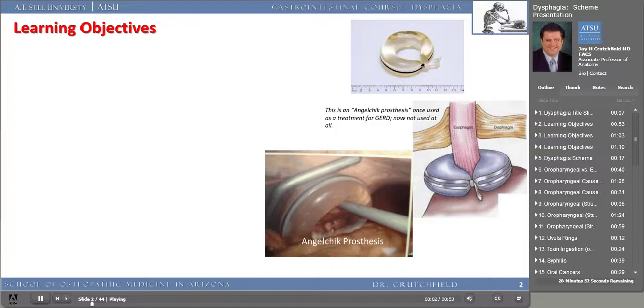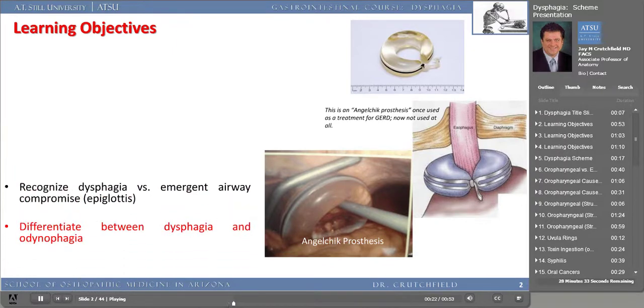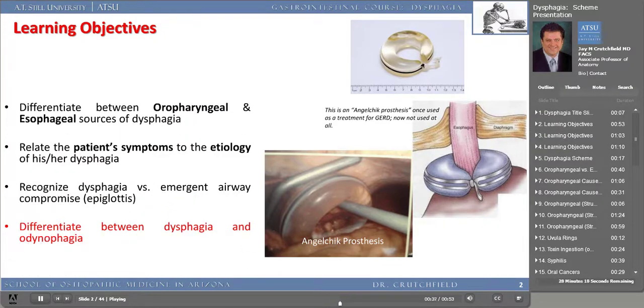Perhaps the most important learning objective is number 5, the ability to differentiate between dysphagia, which is difficulty swallowing, and painful swallowing, or odynophagia. Also, I'd like you to be able to recognize, just from the photographs that I show, what could represent an emergency in airway compromise versus just difficulty swallowing, and be able to differentiate based on the patient's symptoms the cause of his or her dysphagia and whether that dysphagia is oropharyngeal or esophageal in nature.